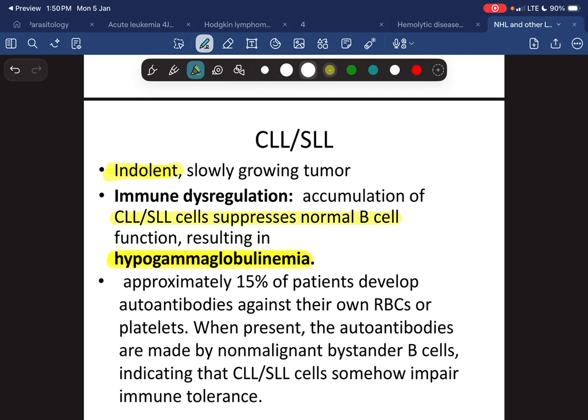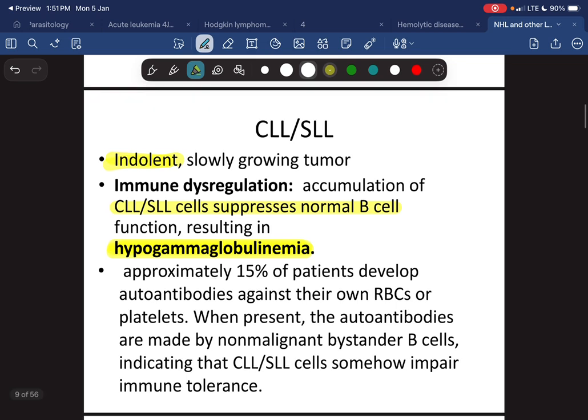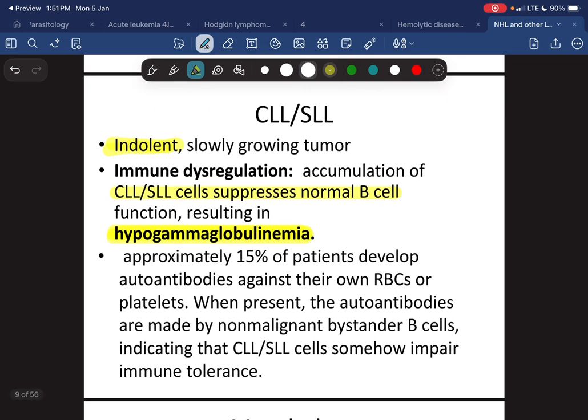If we have autoantibodies against the RBCs, then the patient will present with what? With anemia, autoimmune hemolytic anemia, or autoantibodies against the platelets as well, where the patient presents with thrombocytopenia. These autoantibodies are made by non-malignant B cells, normal B cells. They found that they are secreted by the bystander B cells, which are non-malignant, indicating impaired immune tolerance in patients with chronic lymphocytic leukemia.